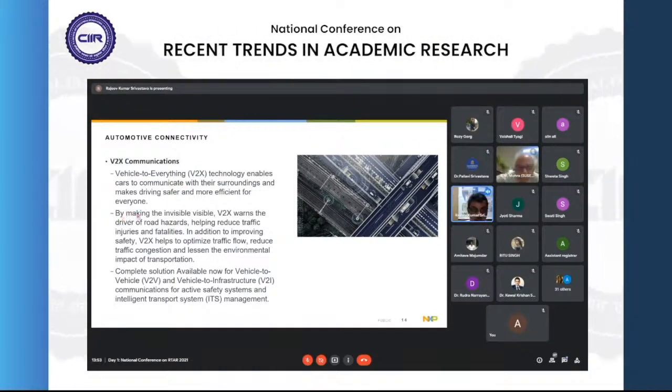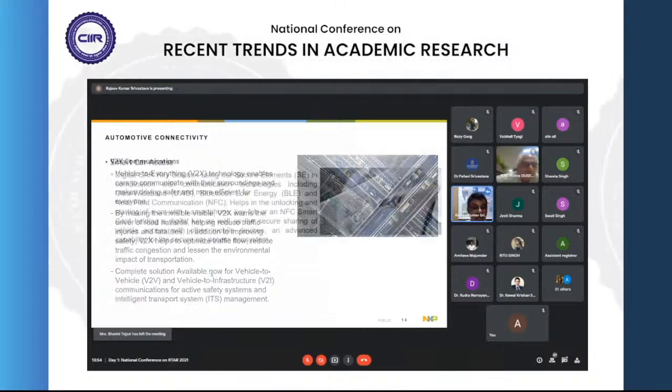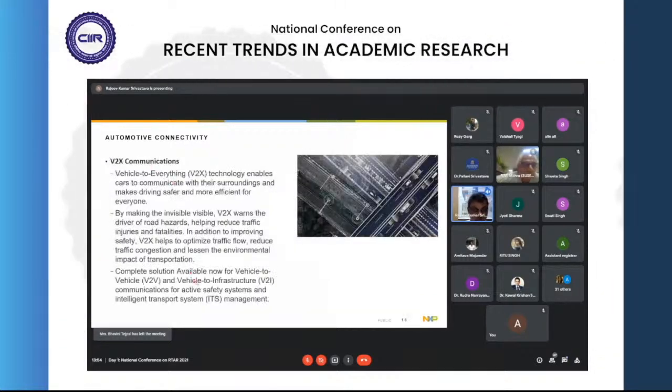So as I said, by making invisible visible, that's the most important part of the V2X communication. And this is also now part of a lot of cars. Okay, by the way, this V2X can be also used for Ola and Uber systems also, because you have a connectivity from V2X. In fact, this is practically happening also now.